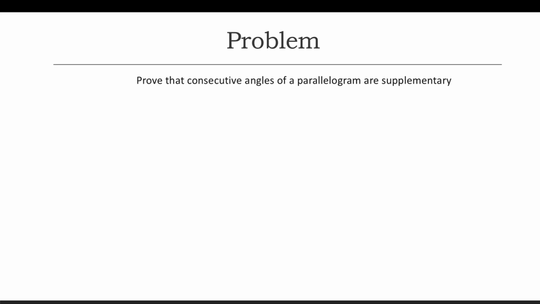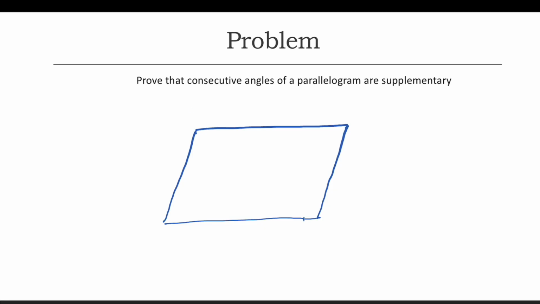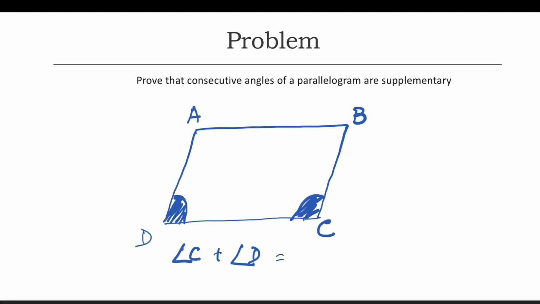Prove that the consecutive angles of a parallelogram are supplementary. What does this mean? Let's draw a parallelogram. So this is my parallelogram, right? A, B, C, D. Which are consecutive angles? This is one angle, and this is the consecutive angle. What I need to prove is that angle C plus angle D are supplementary, meaning the sum of these two angles is 180 degrees. Now, how can I prove that?